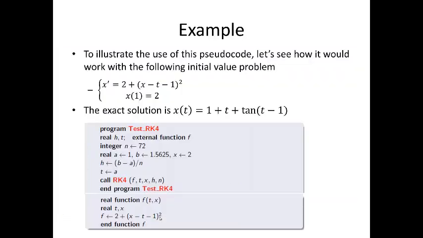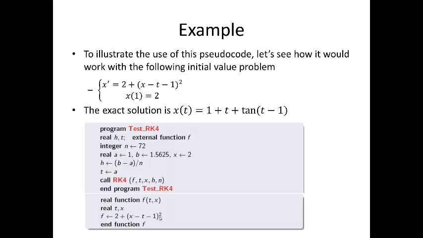To illustrate this pseudocode, let's see how it would work with the following initial value problem. We have x prime is equal to 2 plus x minus t minus 1 squared, and x of 1 is equal to 2. The exact solution to this is x of t is equal to 1 plus t plus tangent of t minus 1. What we can do is implement this as a driver program along with our procedure from the last slide and solve this problem on the interval 1 to 1.5625. Step size needed is calculated by dividing the length of the interval by the number of steps. In this example, we use n equal to 72 steps.